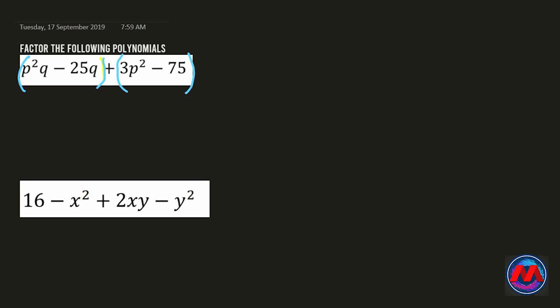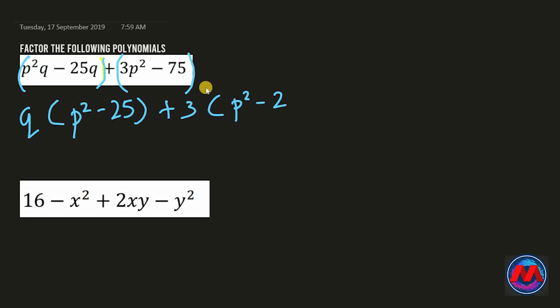Okay. Here, we can take out the greatest common factor, which is q. When we take out q, what remains inside is p squared minus 25. On the other side, the GCF is 3. We can take out 3 because 75 is divisible by 3. What remains inside is p squared, and 75 divided by 3 is 25, so p squared minus 25.